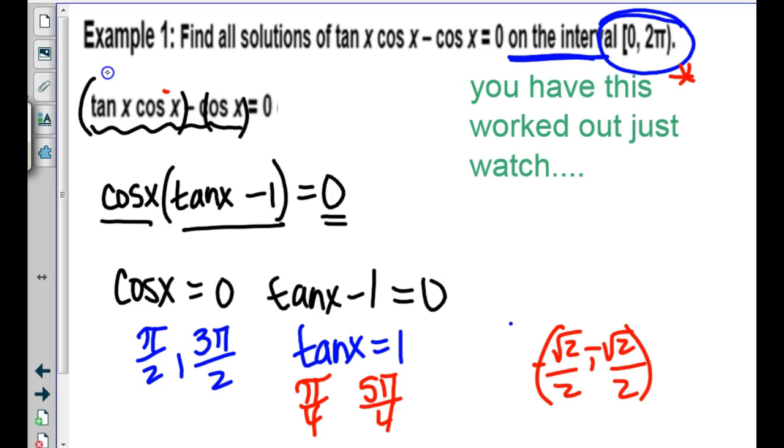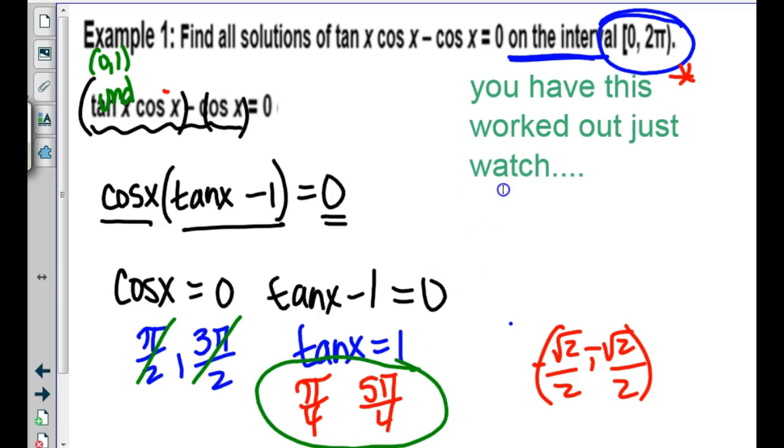Tangent at pi over 2 is, what's the ordered pair at pi over 2? 0. Okay, so what's the tangent? 1 over 0 would be undefined. So this doesn't work because when you plug it back in, you get undefined. 3 pi over 2, the tangent also is undefined. So these two don't work and only these two count.